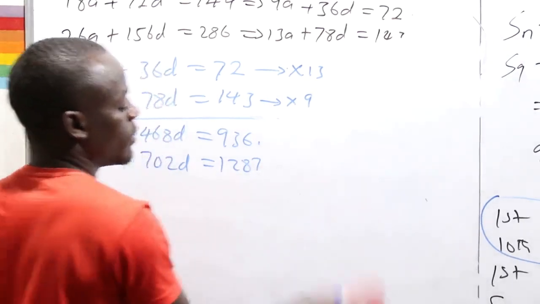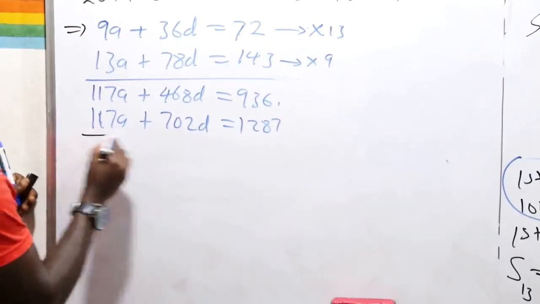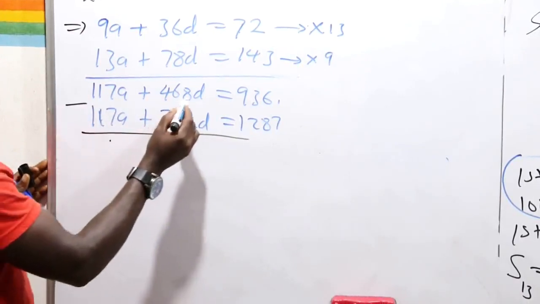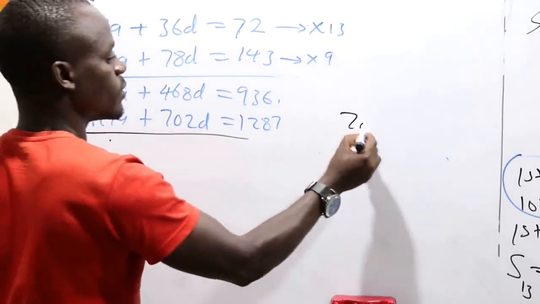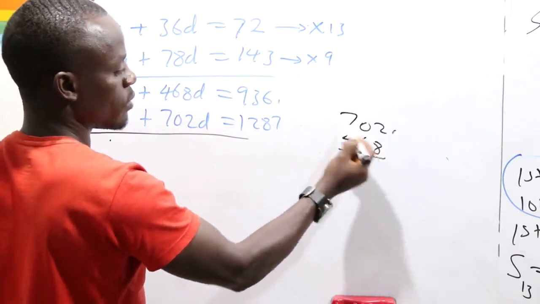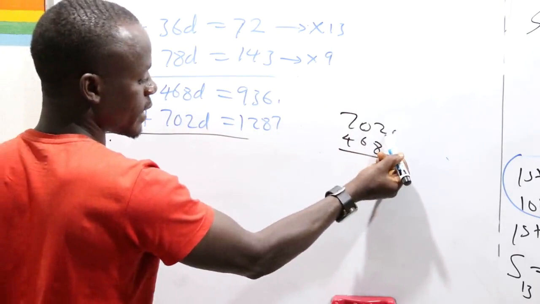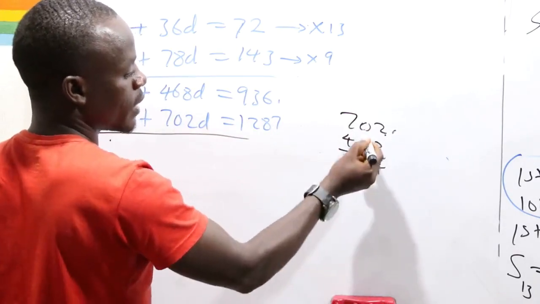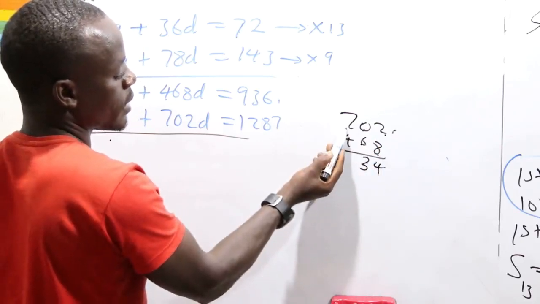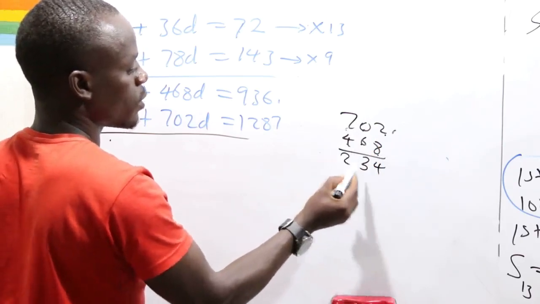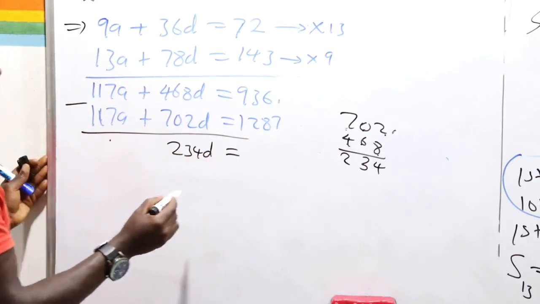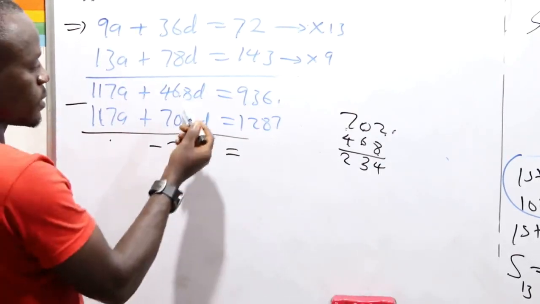So by the elimination method now, we can subtract. 117a minus 117a is 0. 468d minus this is the same thing as saying 702 minus 468. So 2 minus 8 cannot, you borrow, 12 minus 8 is 4. Remaining 9, 9 minus 6 is 3. Then we are left with 6, 6 minus 4, 2. So we have 234d equals, and it's going to be minus, since it's this minus this.